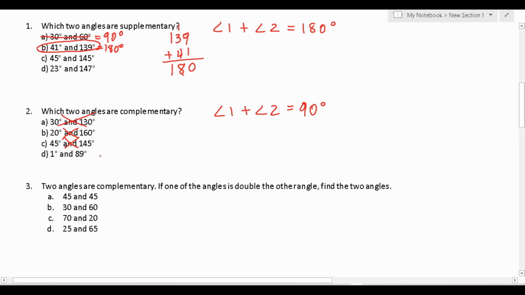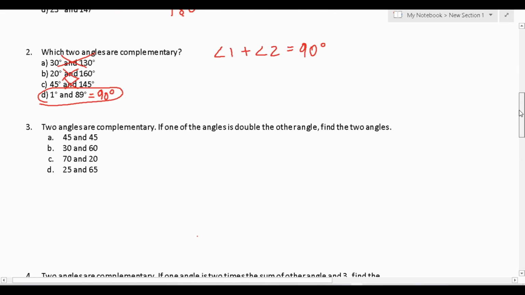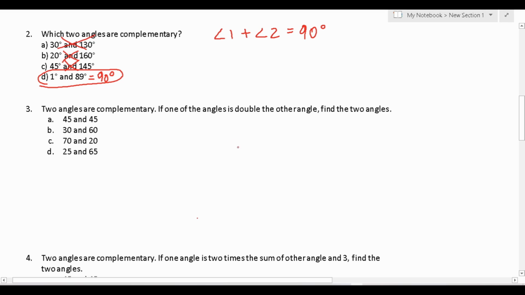And finally, we have 1 degree plus 89 degrees, which is in fact 90 degrees, which meets the definition of being complementary. So we know that is our answer. Okay, so pretty simple questions to start today's video. Now let's pick up the pace a little bit.